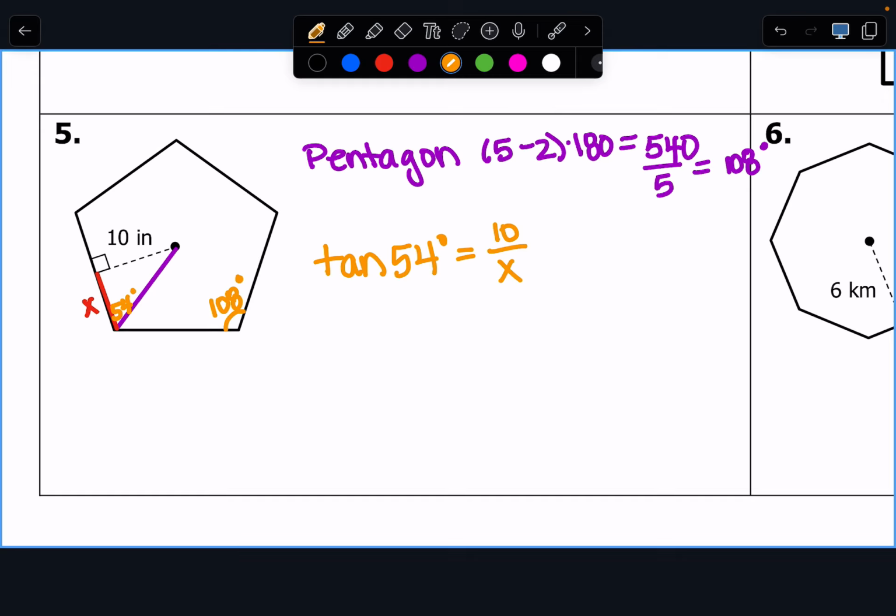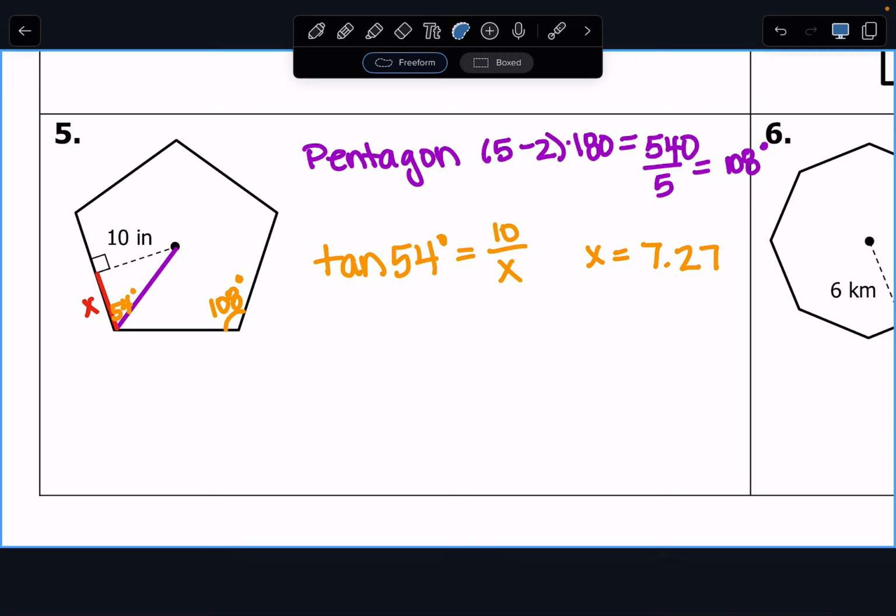Wait, how would you plug that into your calculator? 10 divided by the tangent of 54. Oh yeah, because you multiply by x. Wait, what's the negative? That's when we need to find the angle. Okay, so we have 7.27 for x.